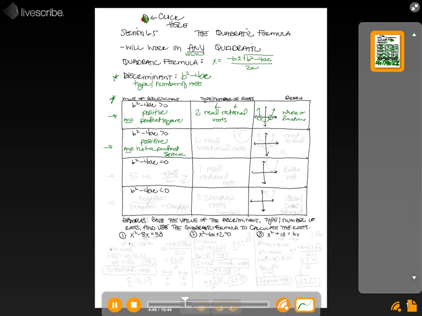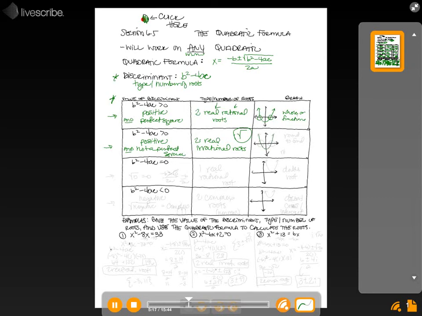Okay, so it won't be 4, 9, 16, 25. It'll be something else. It'll be 15, 14, 13, some other number. If it's positive and not a perfect square, you still get two real roots, but they're not rational this time. They are irrational. Okay, and irrational means they have a square root in them. Some decimal that does not come out nicely.